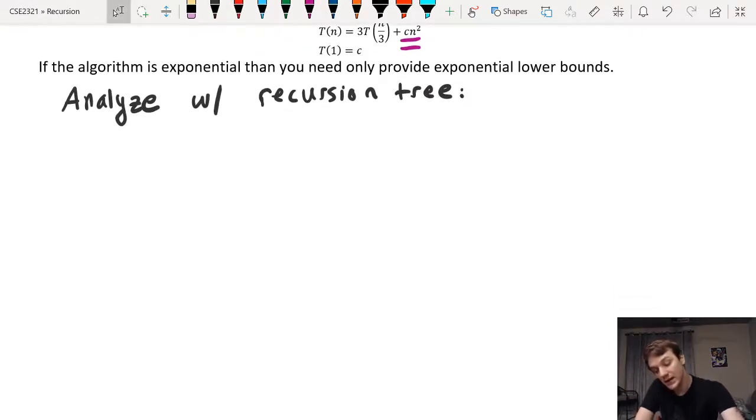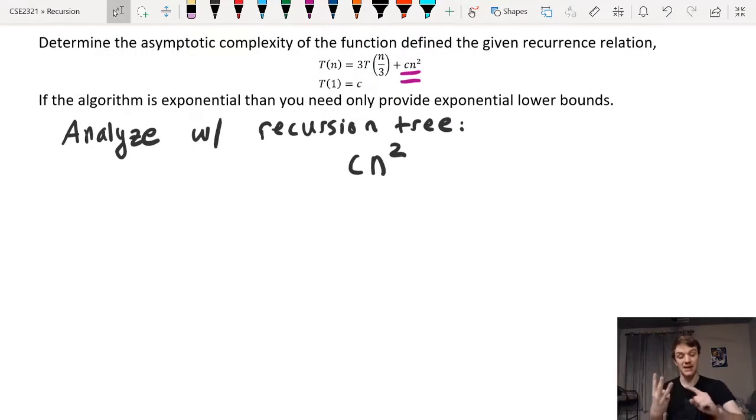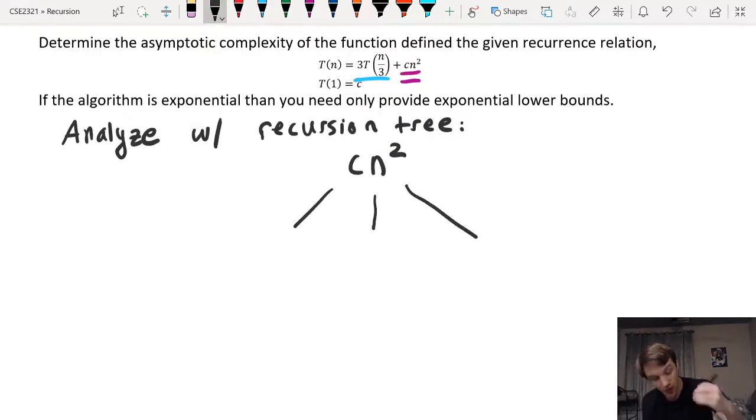So we need to know the cost of the first recursive call. Well, that's just the cost in the equation. That's cn squared. That then gets divided. My original problem gets divided into 3. I'm making 3 recursive calls of size n over 3. So this gets split into 3 recursive calls, each of size n over 3.